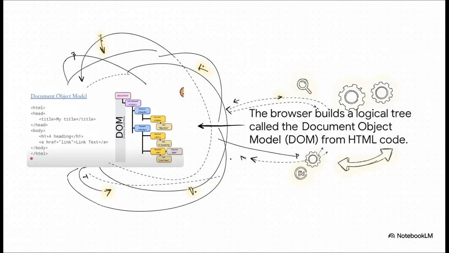Now, this is where things get really clever. Your browser doesn't just see a wall of code. It reads the HTML and builds this interactive map of the page, a logical tree, called the Document Object Model, or the DOM. Think of it like a live blueprint of the website. And because it's a live blueprint, JavaScript can come in and change any part of the page on the fly without having to reload the whole thing. It's how modern websites feel so fast and responsive.